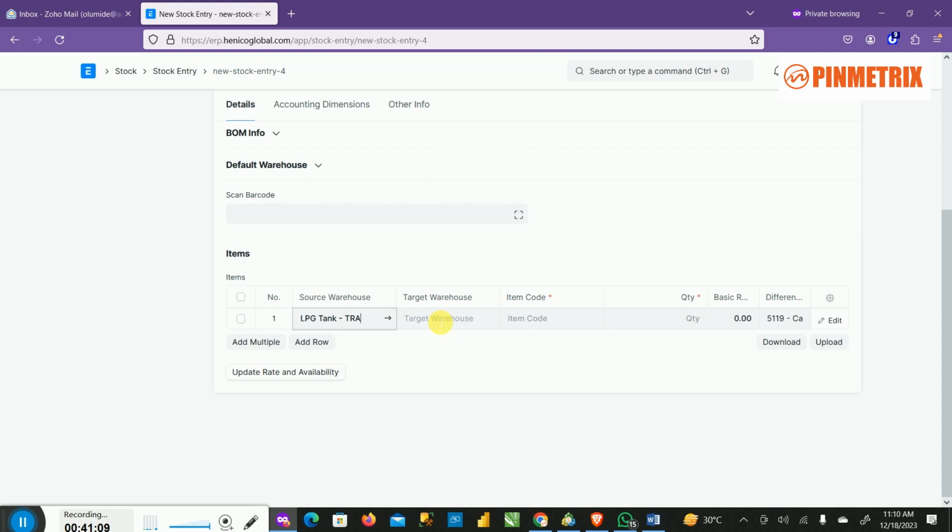I explained to you that your target warehouse is only used when you are doing a transfer. You can use your source warehouse and your target warehouse when you are doing a stock transfer, both of them. But in a situation whereby it is only the target warehouse you are using, it means that you are receiving stock. But when you are issuing out stock, you use your source warehouse. So in this situation now, I'll pick the LPG products.